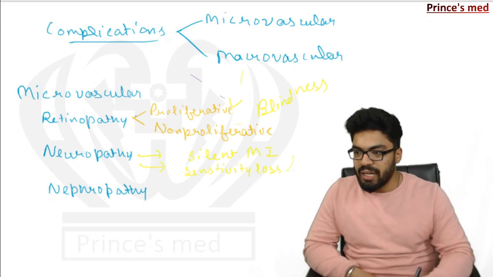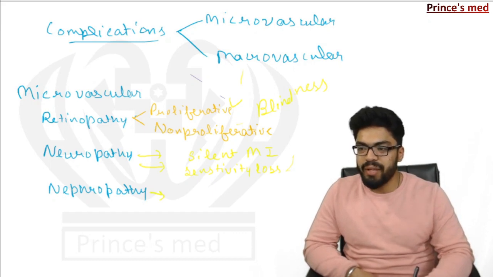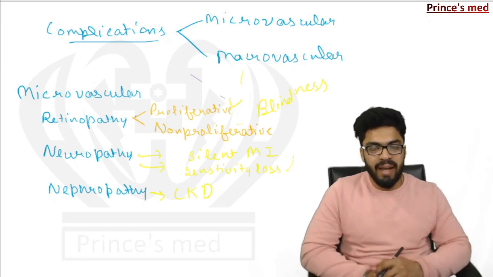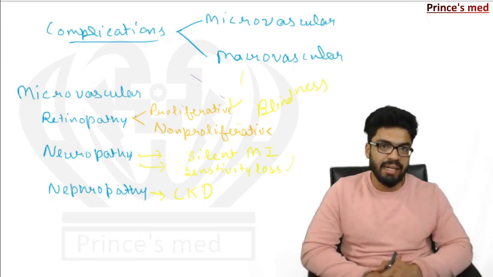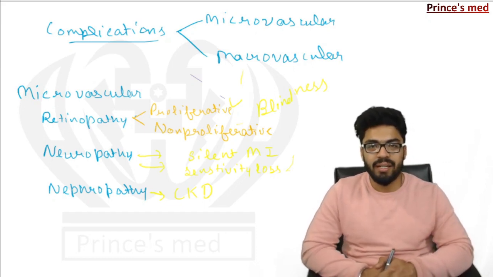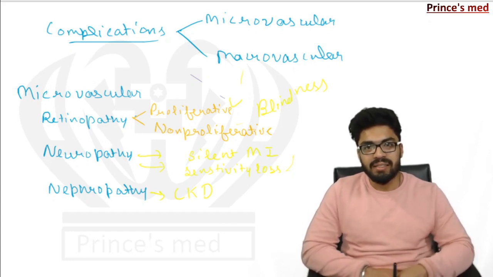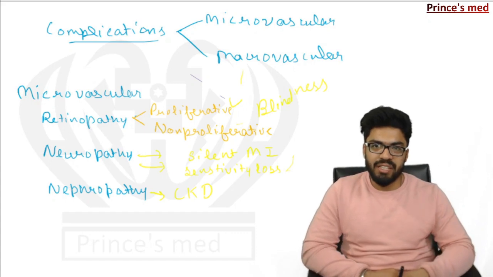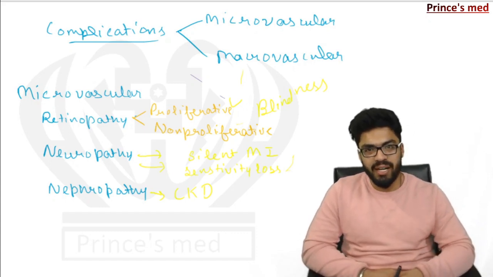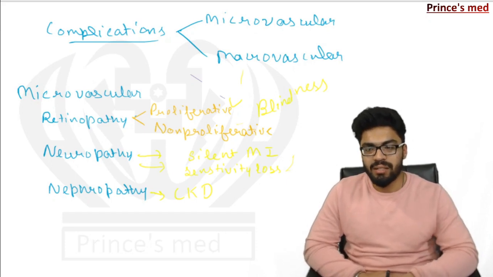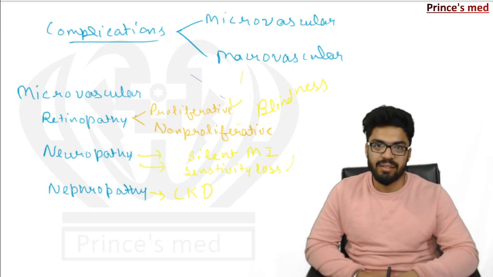Okay. And in nephropathy, we have chronic kidney disease, that was seen in two BJP leaders of India. First was Arun Jaitley, the finance minister, who died, and the second one is Sushma Swaraj, who was Minister of External Affairs of India.